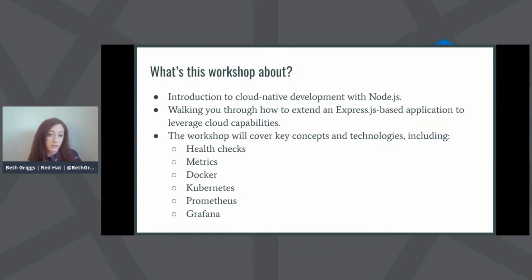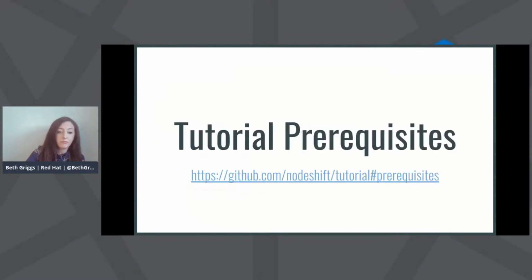The topics we'll cover include some of the key cloud native concepts such as health checking, metrics, Docker, Kubernetes, Prometheus, and Grafana. And the whole workshop will walk you through. You'll start with a base Express application, which is typical of many folks who use Node.js, and how you would adapt that app and add some features to make it better leverage the cloud.